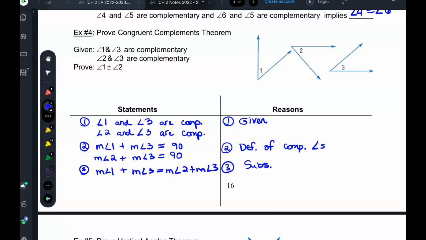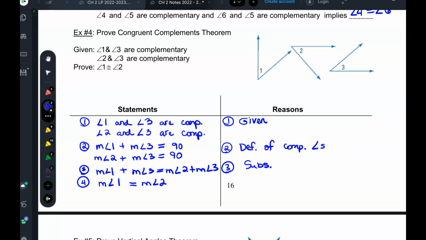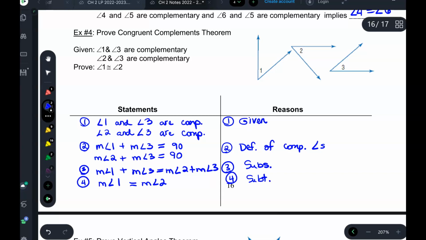And again, what are we trying to prove? Measure of angle 1 equals measure of angle 2. Well, it's congruent to, but the next step is equals, and then to make it congruent as the last step. Good, so measure of angle 1 equals measure of angle 2. What did we technically do to get to that? Subtraction. Good. You guys are getting better at these. And now they're congruent: angle 1 congruent to angle 2. Definition of congruent.